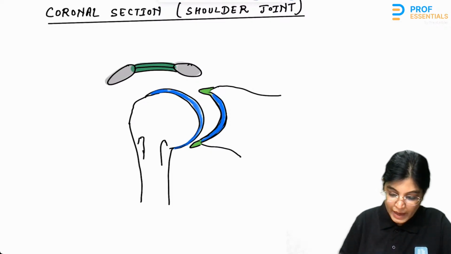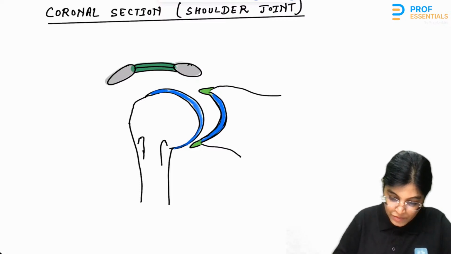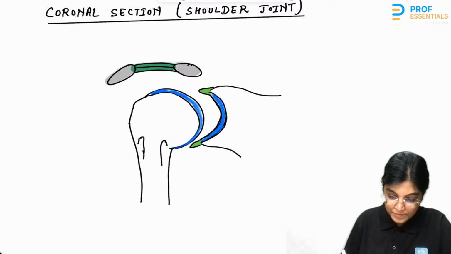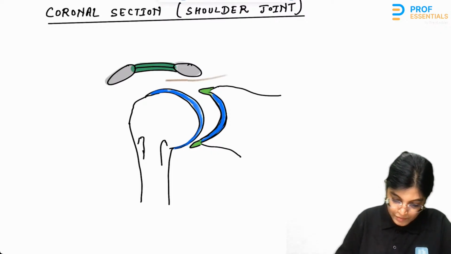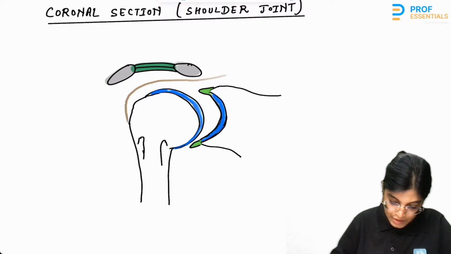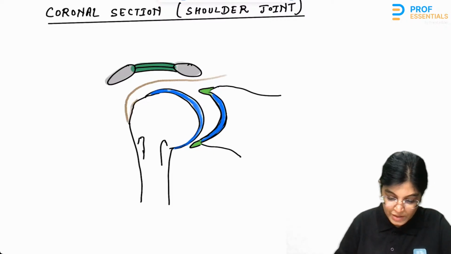So here we will have, and here I will also make a muscle. This is the supraspinatus muscle which is lying here.